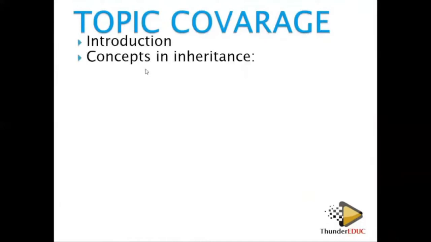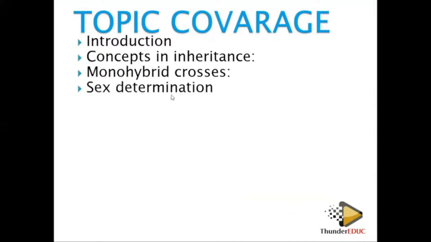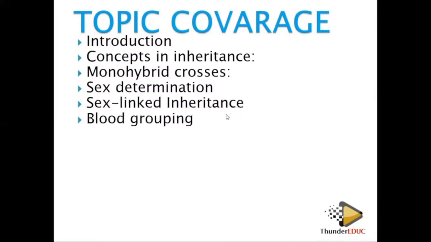First one is concepts of inheritance, the terminologies. You need to know the terminologies. Monohybrid crosses, crosses which involve one character, mono, one character. Sex determination: what is the percentage chance for you producing a girl or a boy? How do you determine the sex of a kid? Sex-linked inheritance, the characters which are linked to the sex. Blood grouping, which type of blood group, and then inheritance of blood group.